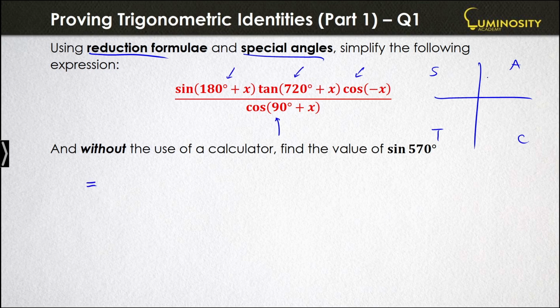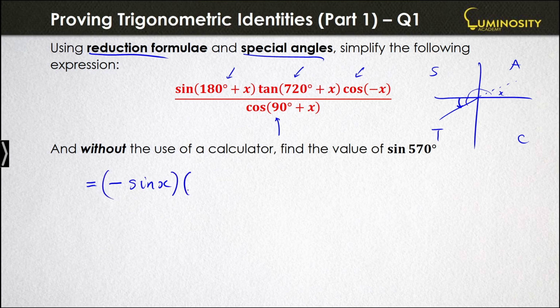Okay, so sine of 180 plus x. If x is here in the first quadrant and I travel 180 degrees, I end up in the third quadrant, where sine is negative. So it's going to be negative, and because of the 180, you're reducing off the horizontal, so the trig ratio stays the same. So negative sine x.